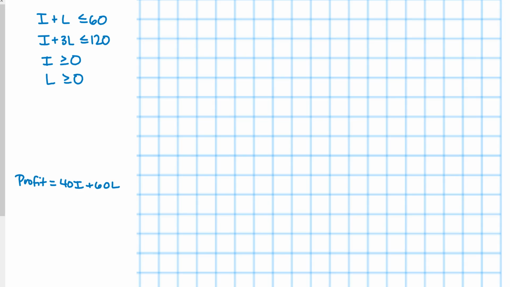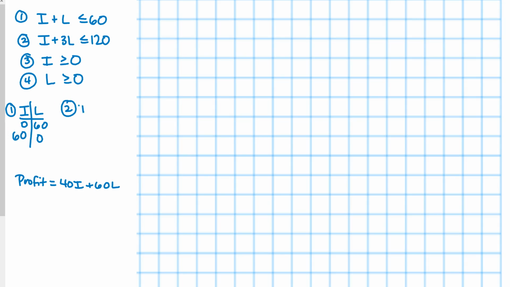Okay, so now for the graph. Because I is greater than or equal to 0 and L is greater than or equal to 0, we're going to be using quadrant 1. And I'm going to label each of these as 1, 2, 3, and 4, just like I did in the previous example. And for number 1, I'm going to find the intercepts, so it's easier to plot. So if I is 0, then L would be 60, and if L is 0, then I would be 60.